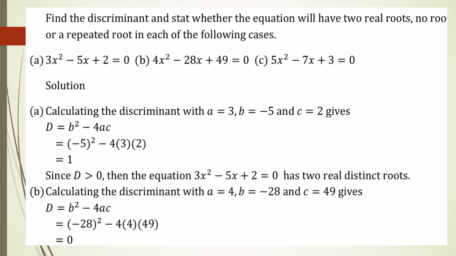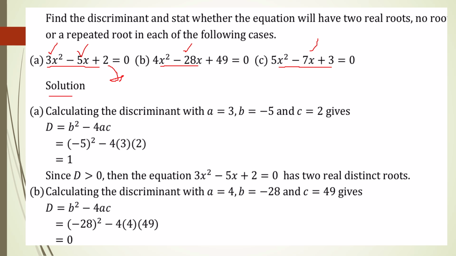So now we are going to do a simple example about those roots according to the conditions that we have talked about. We are given quadratic equations A, B, and C. Our aim here is to identify the value of a, the value of b, and the value of c. The value of a is always the coefficient of x squared. The value of b is always the coefficient of x. So here is -5, here is -28, here is -7. And the value of c is always the term that has no x. So we're going to say solution.